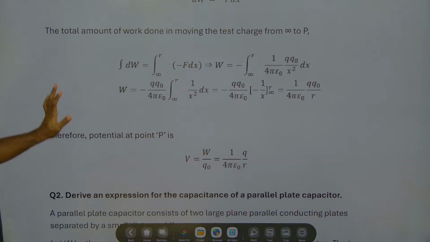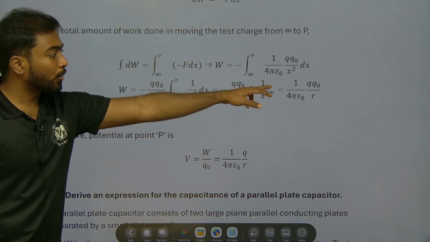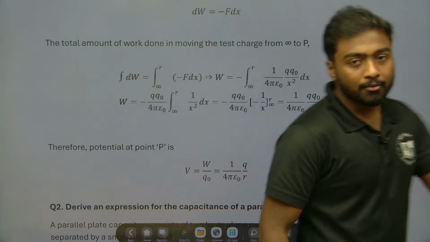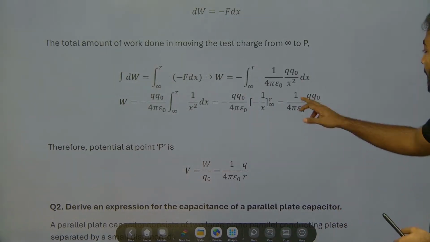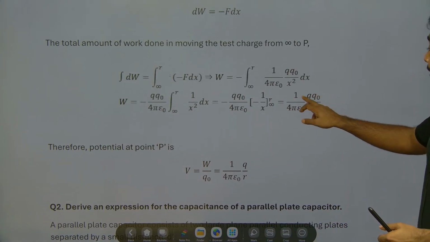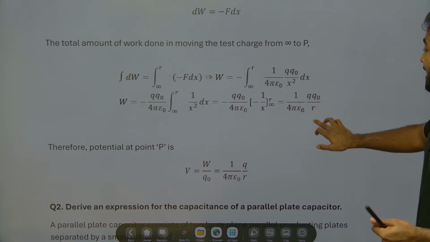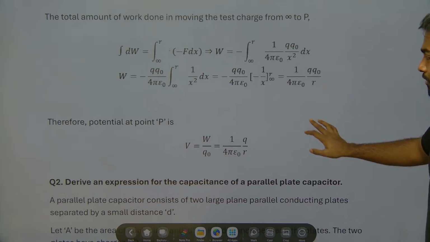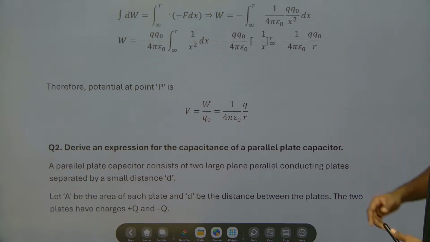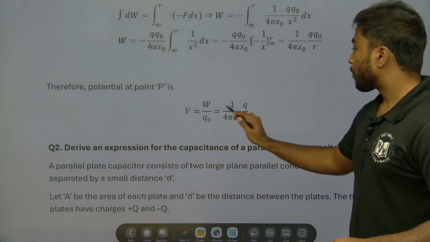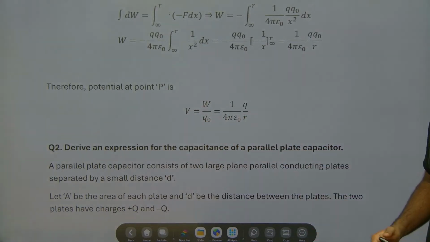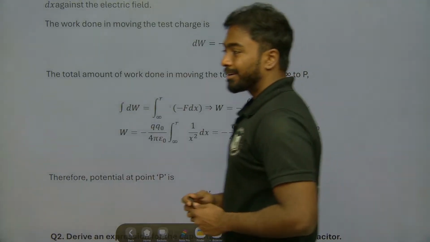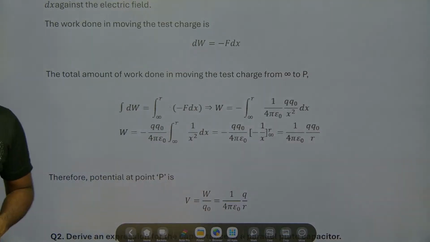We get 1 by 4 pi epsilon naught, q q naught by r. Since r square is in the force, integrating gives 1 by 4 pi epsilon naught, q by r per unit charge, which is the potential. Therefore the potential at the point P is V equals 1 by 4 pi epsilon naught, q by r. This is the derivation of the first question. You can take a note of this. We'll go for the next question.